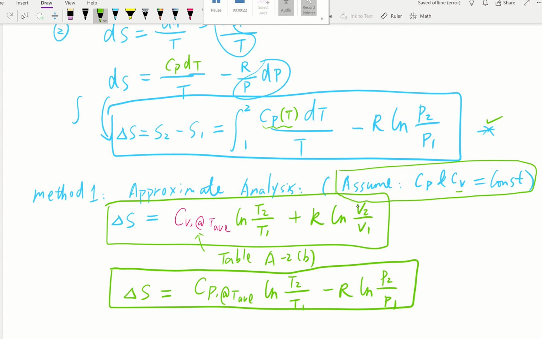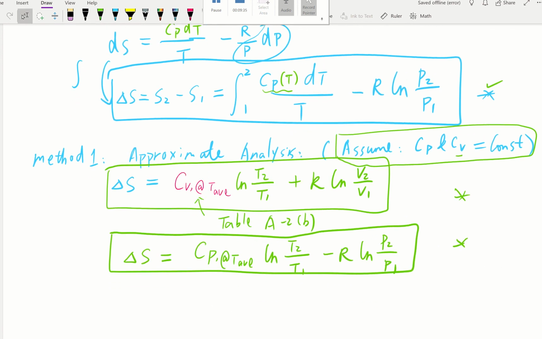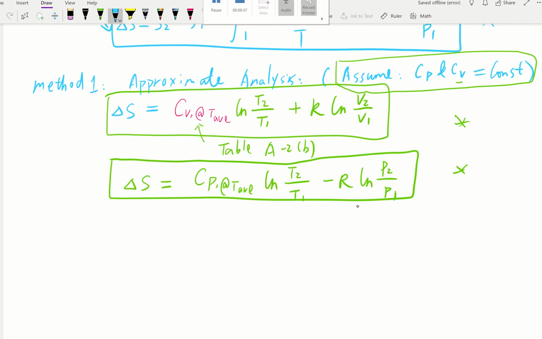Here you might wonder, there are two equations here. Which one do we use? It's up to you. Whatever is easiest. They both are going to get you the same answer. Okay, but there's always one that's going to be easier. So that's method number 1. Now let's think about method number 2.